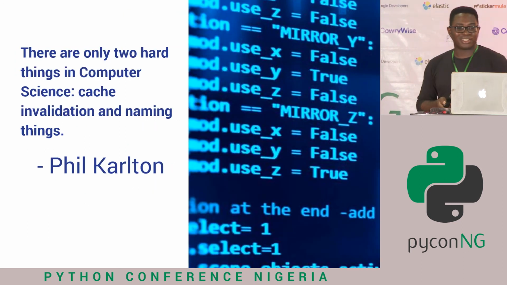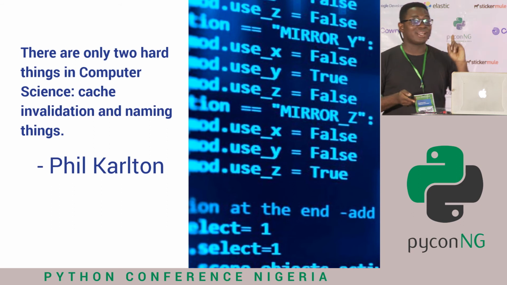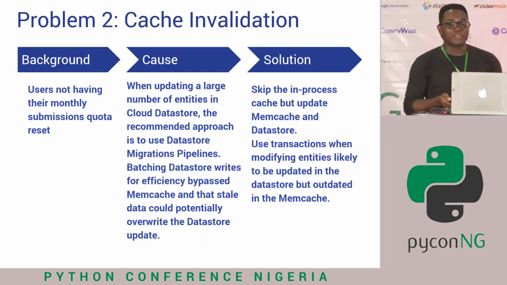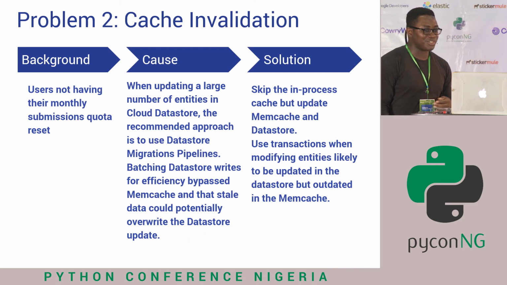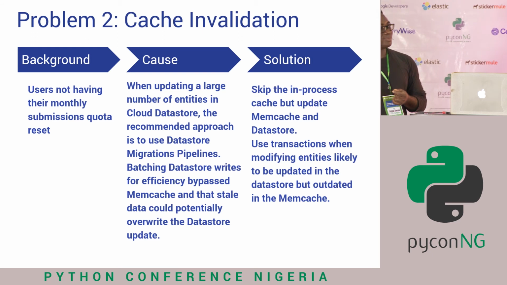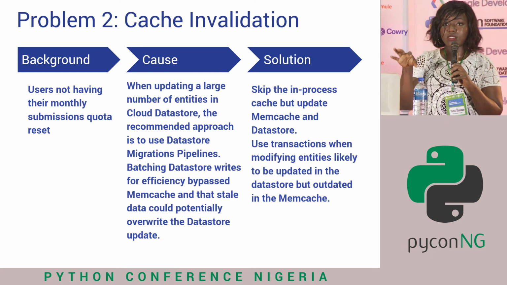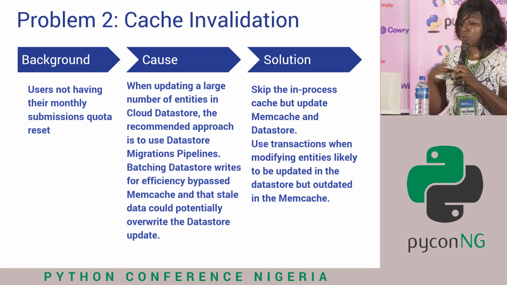Okay, another quote: there are two hard things in computer science, cache invalidation and naming things. So we had a problem with cache invalidation, which I think Yemisi will introduce. Another major problem we had is cache invalidation, and I'll give a quick sample of how it affected us in real time.